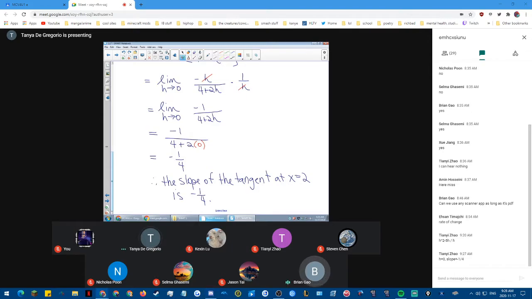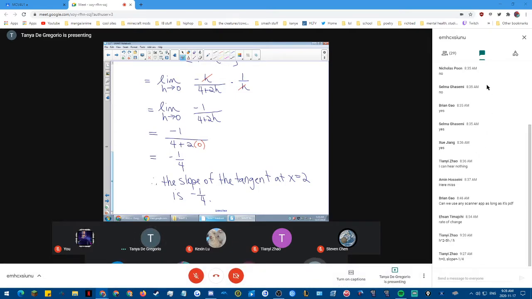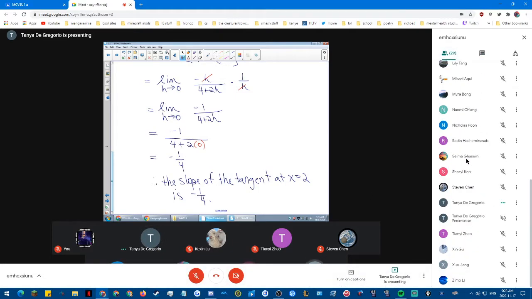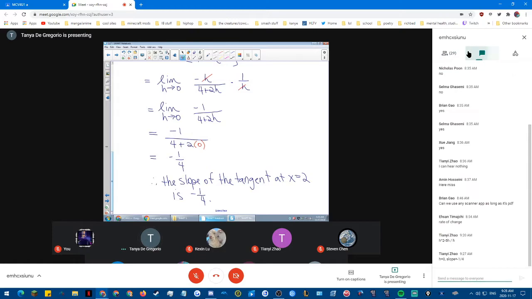Miss, do you have to write the formula each time for the limit? Yeah, you do. Like the f at a plus h minus f at a over h. Okay. Yeah.